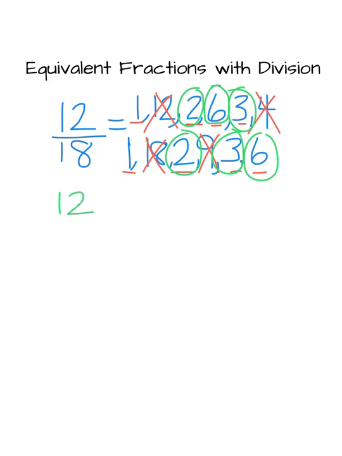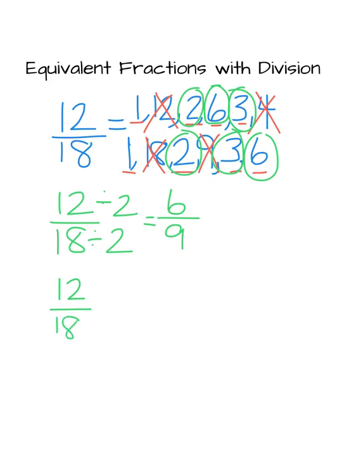So if you had 12/18 and you divided it by 2, 12 divided by 2 is 6, 18 divided by 2 is 9. If we tried it again, 12/18 divided by 3, remember top and bottom, you have to divide them both. So 12 divided by 3 is 4, 18 divided by 3 is 6, so those are still equivalent.